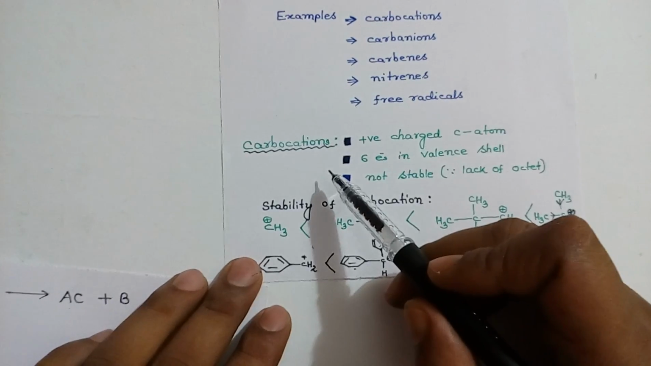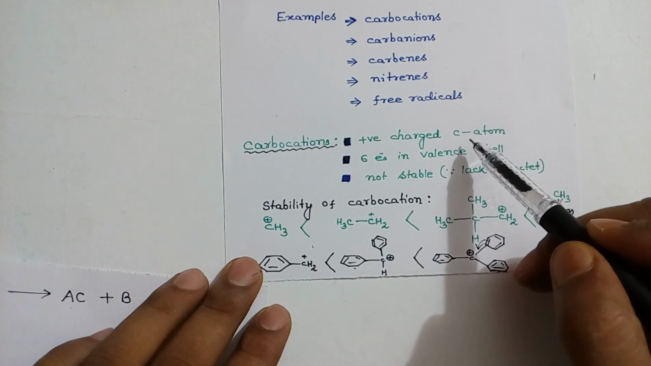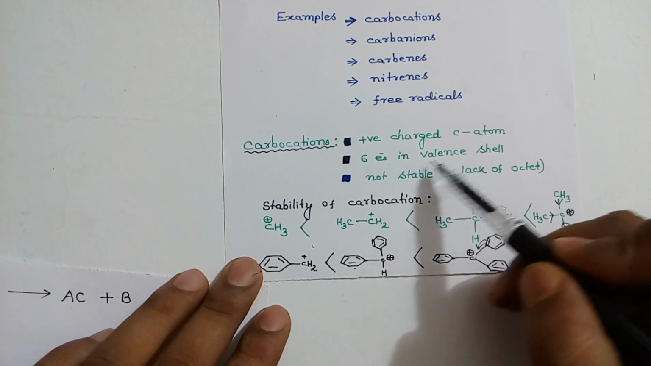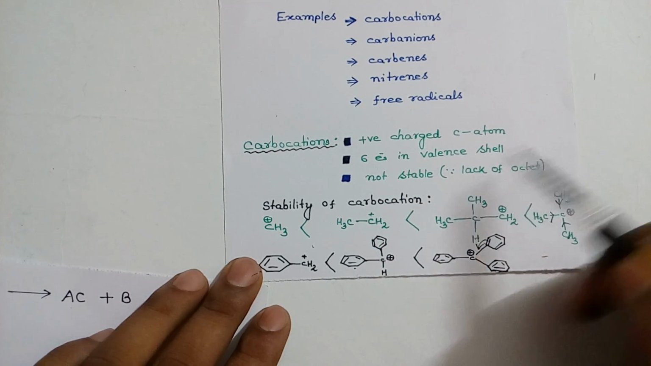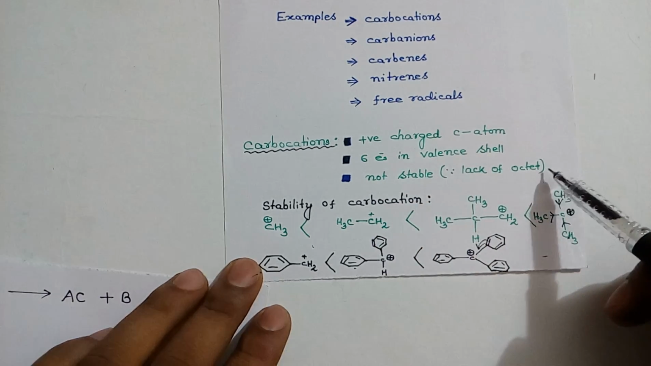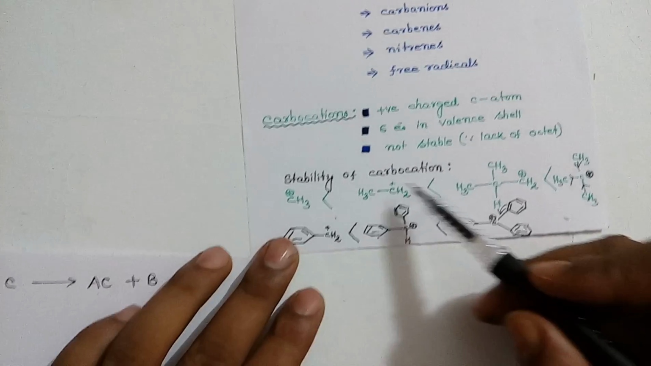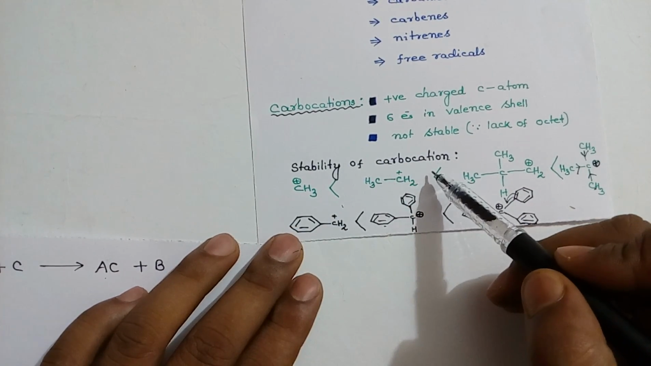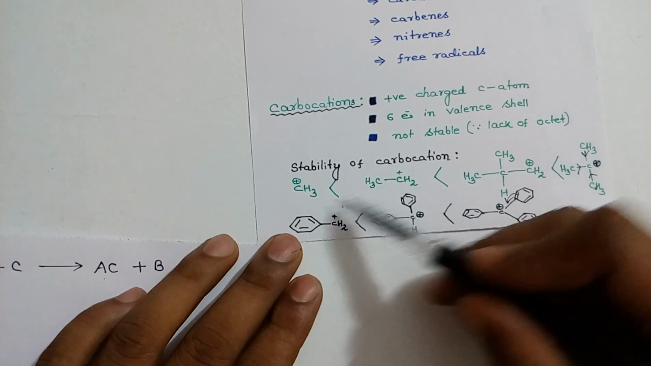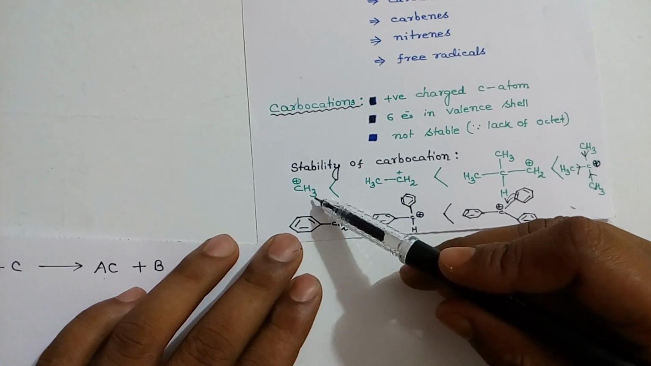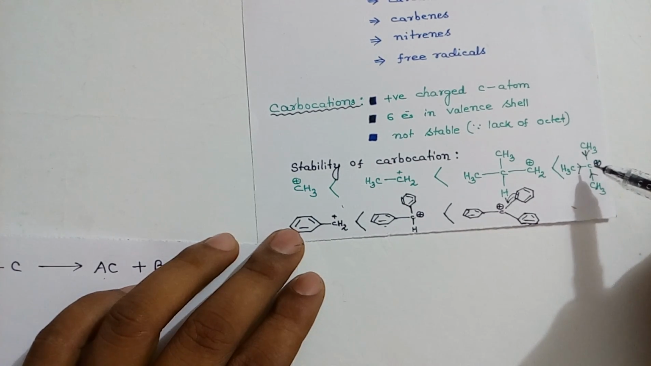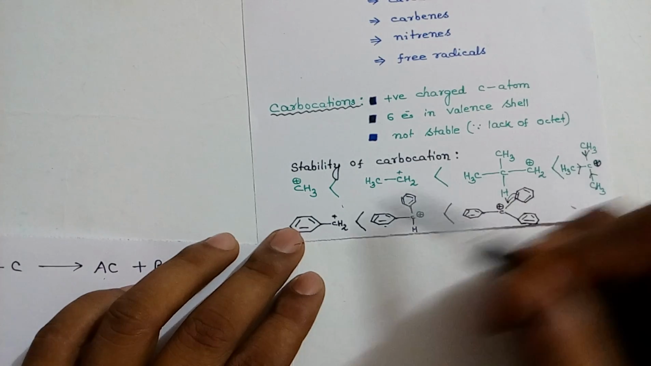Carbocations are positively charged chemical species containing 6 electrons in the valence shell after sharing, and they are not stable because they lack octet configuration of electrons. Coming to the stability of carbocation, tertiary carbocation is more stable than secondary carbocation, then primary, then methyl carbocation. This can be explained using the hyperconjugation concept and plus I inductive effect.